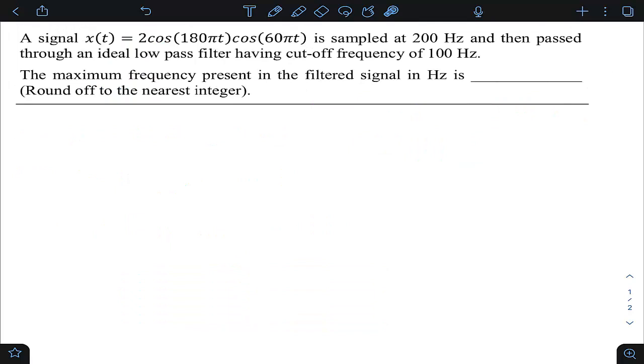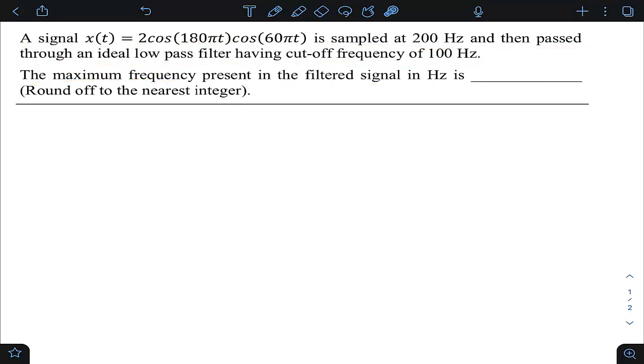This question is asked in GATE 2023 of electrical. This is from the signal system subject and from the sampling topic. The question is: a signal x(t) is sampled at 200 Hz and then passed through an ideal low pass filter having cutoff frequency of 100 Hz. The maximum frequency present in the filtered signal in Hz is dash.